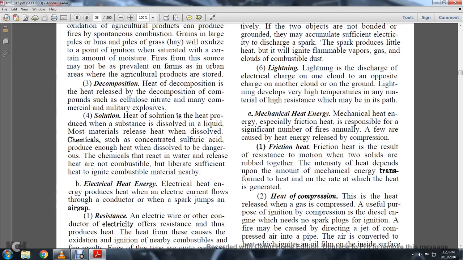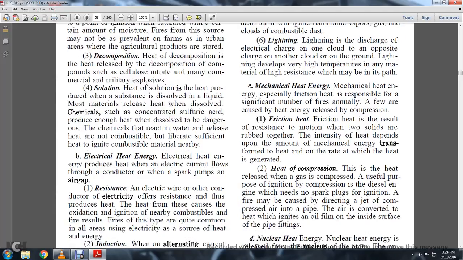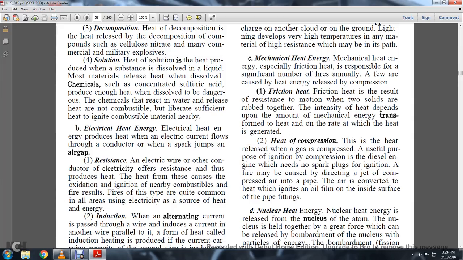C. Mechanical heat energy. Mechanical heat energy, especially friction heat, is responsible for a significant number of fires annually. A few are caused by the heat or energy released from compression. 1. Friction heat is the result of the resistance to motion of two solids rubbing together, with the intensity depending upon the amount of mechanical energy transformed to heat and on the rate at which the heat is generated.